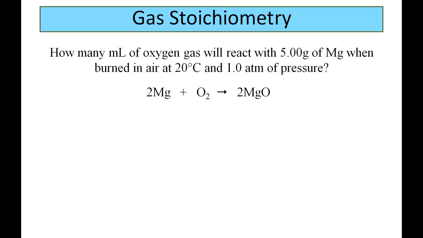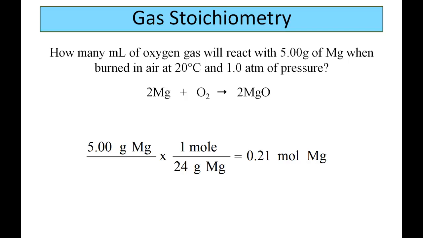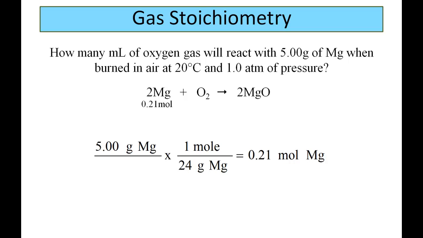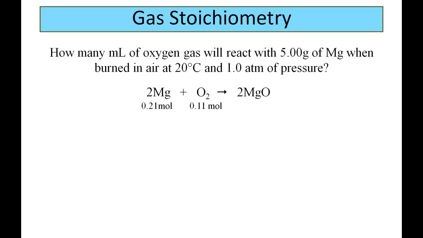So what's the next step? We know the amount of magnesium we have, but we want to find out the milliliters of oxygen gas that are going to react. So what I'm going to do first is find my moles of magnesium. I'm going to take the grams of magnesium and divide it by the molar mass of magnesium, which is 24 grams per mole, and I'm going to get 0.21 moles of magnesium. So I write that underneath the magnesium. If you look at the stoichiometric ratio of magnesium to oxygen, you'll see that it is a 2-to-1 ratio. So we need half as many moles of oxygen as we need magnesium, which gives us about 0.11 with 2 sig figs.